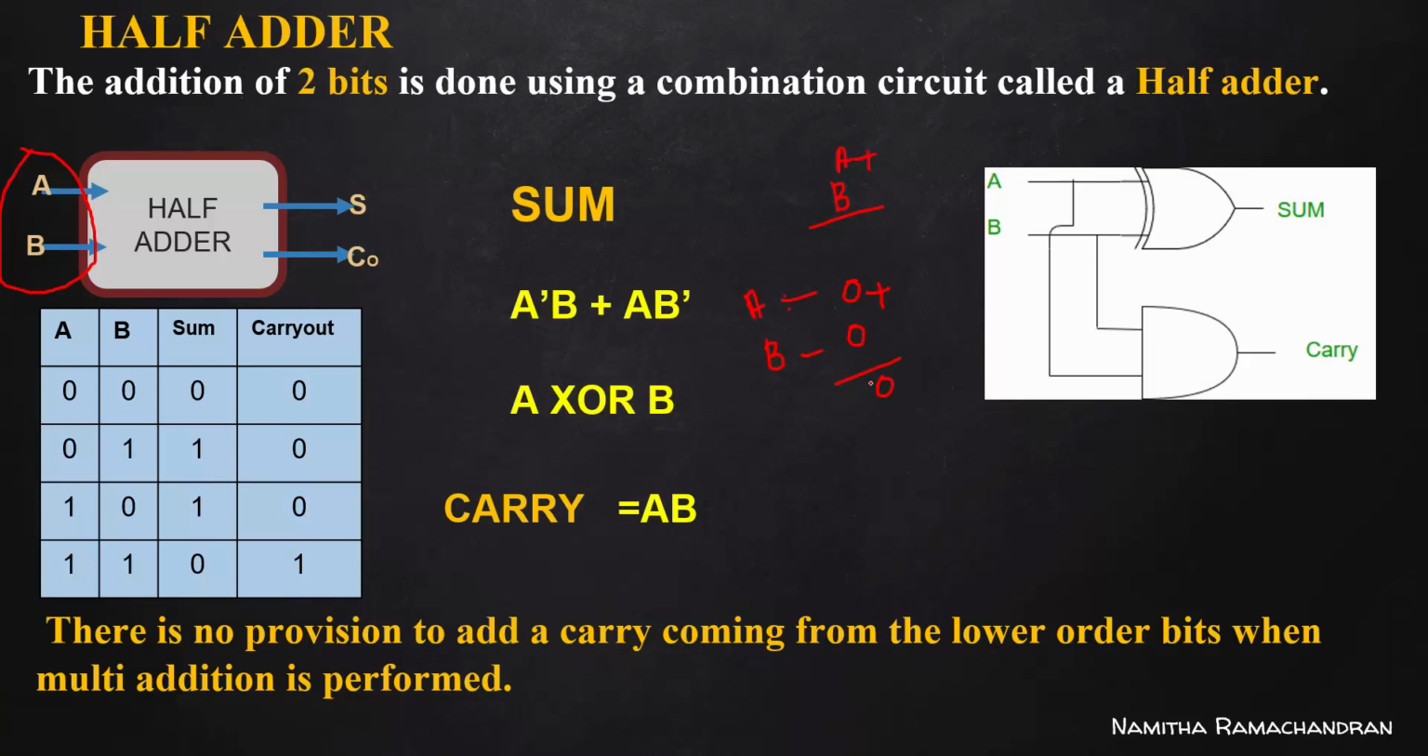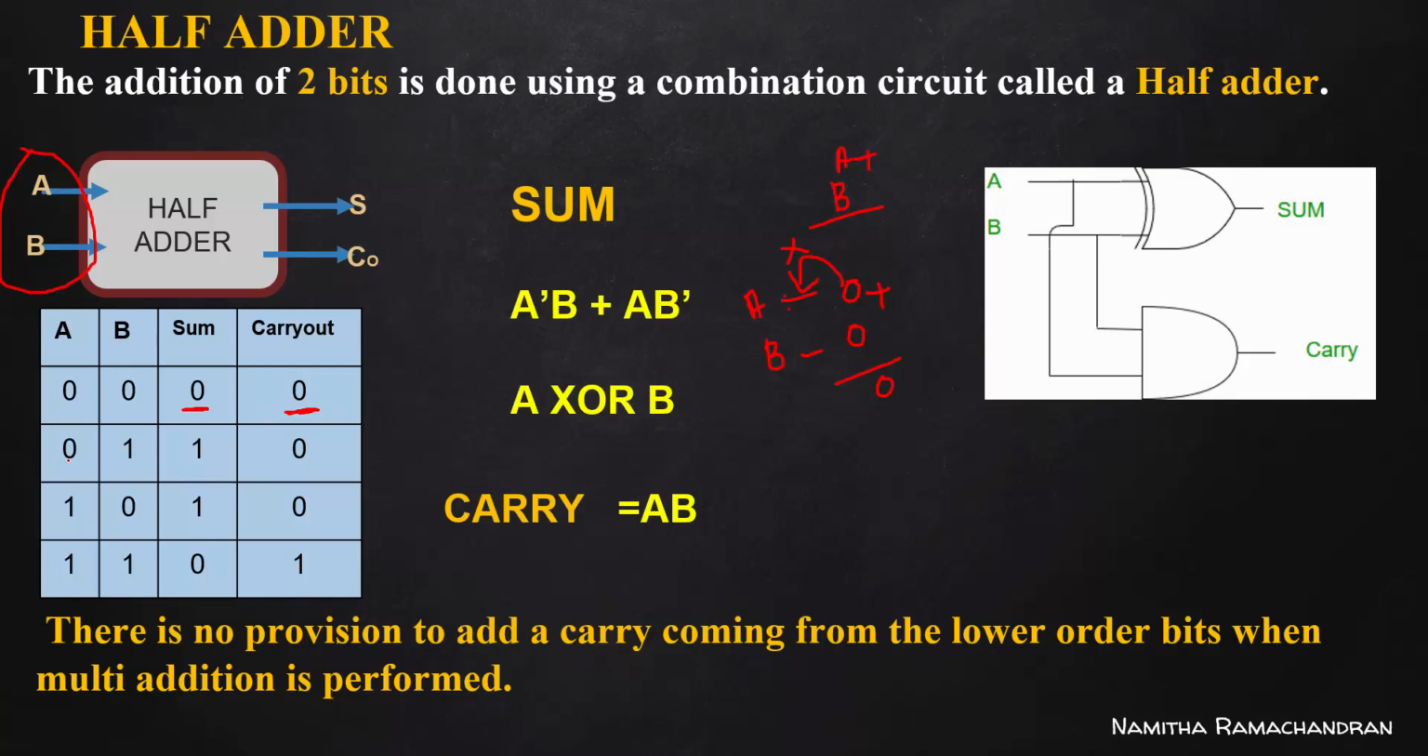Does it generate any carry value here? No, 0 plus 0 is 0. It will not generate any carry to the next level. So the result will be like this. After adding these 2 bits, it will generate the sum value 0 and it will not generate any carry to the next level. So the carry out is 0 here.